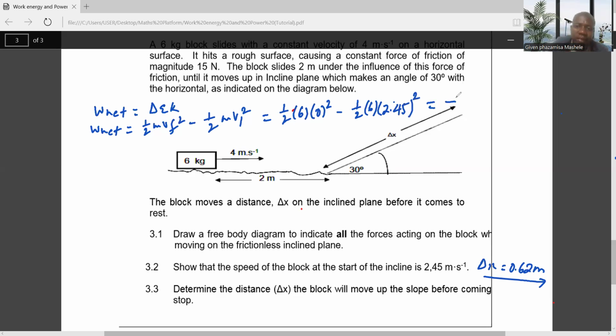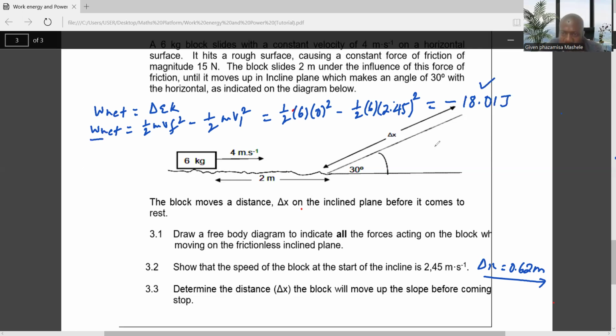I think we got it there. I think it's minus 18 point something. Okay, let me just confirm it. 2.45 squared. Okay, then this will give us minus 18.01 joules. This is the work net actually.